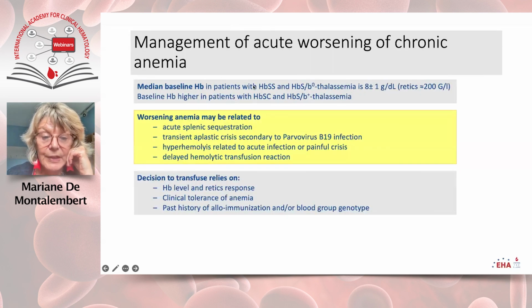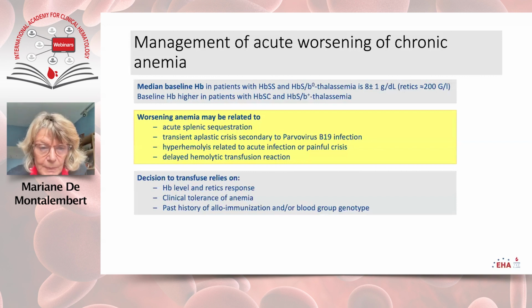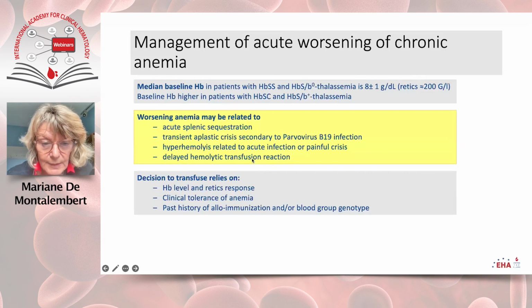We have said that median baseline hemoglobin was 8. We may be obliged to transfuse a patient with acute splenic sequestration, parvovirus B19 infection, or acute infection; in Africa, the most frequent cause is malaria. Also painful crisis, or this severe complication which is called delayed hemolytic transfusion reaction, which we will detail.